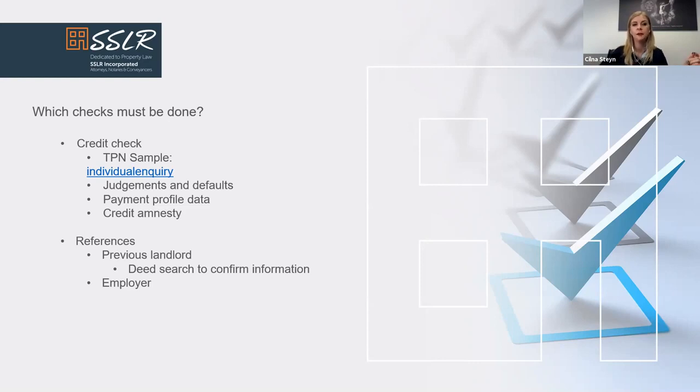I do typically like to use the example from TPN's credit report for the simple reason that I prefer to have the payment profile data available. The reason why I want payment profile data is that a tenant's judgment or credit score could be quite misleading. Somebody can have a big judgment, but it does not impact the way they pay their rent.